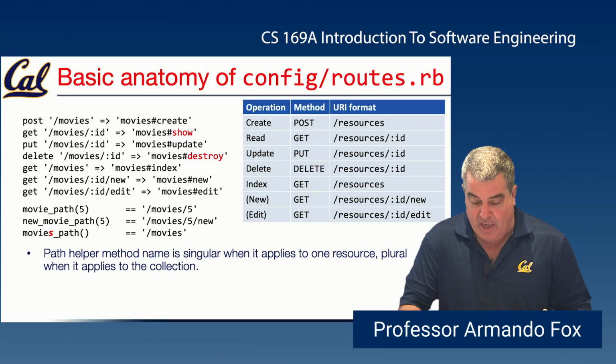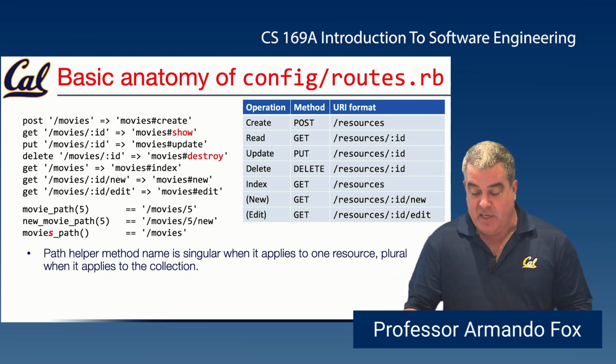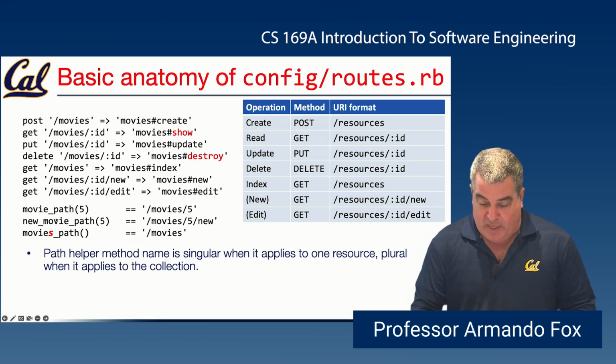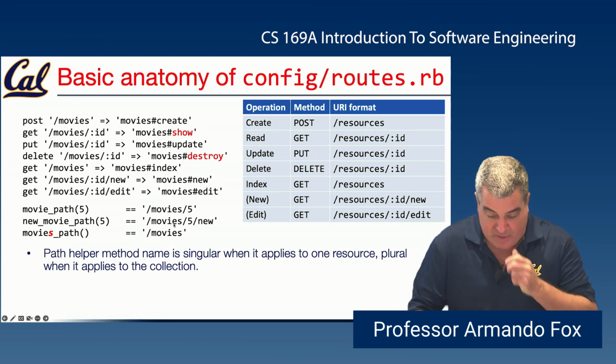Just like we only use an ID token when there is an action that refers to a specific resource, these path helpers, the way they're defined, the path helper method name is singular if it applies to a specific resource, but it's plural otherwise. So it's new movie path because, new movie path is actually a terrible example.